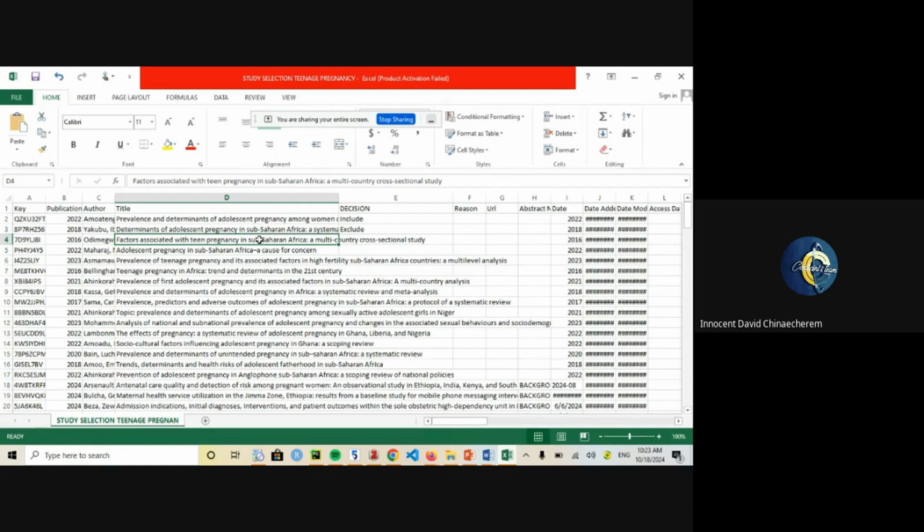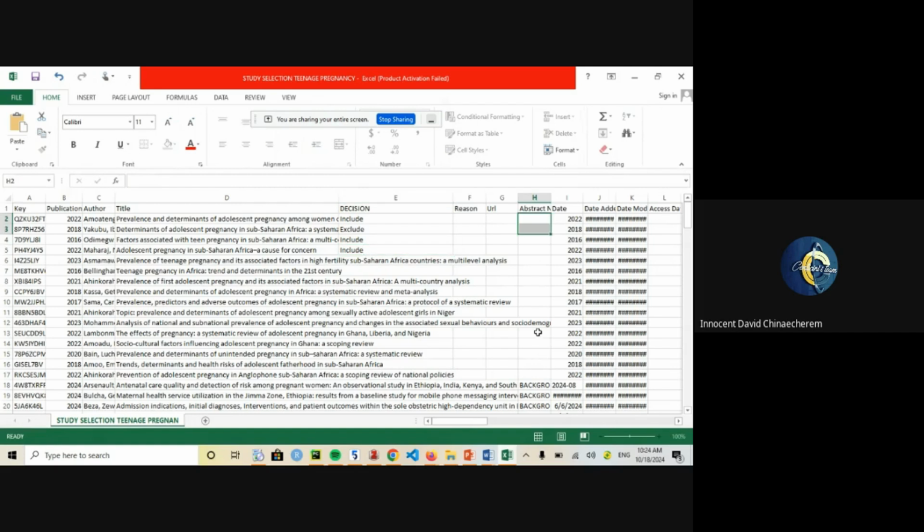Factors associated with teenage pregnancy in sub-Saharan Africa, a multi-country study. What do you think is going to be our decision? Could you give me 1 minute to think? Good. Yes, I know what was on your mind, so we're going to include. Now, the next one is adolescent pregnancy, sub-Saharan Africa, a cause for concern. Now, we're still going to include. Why? Because we will still need to see the abstract of this paper.